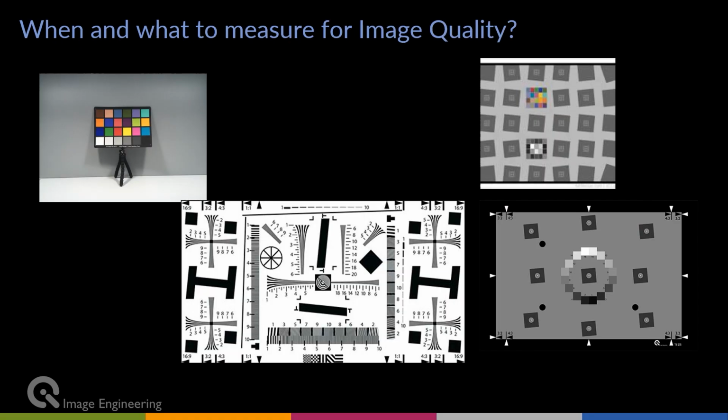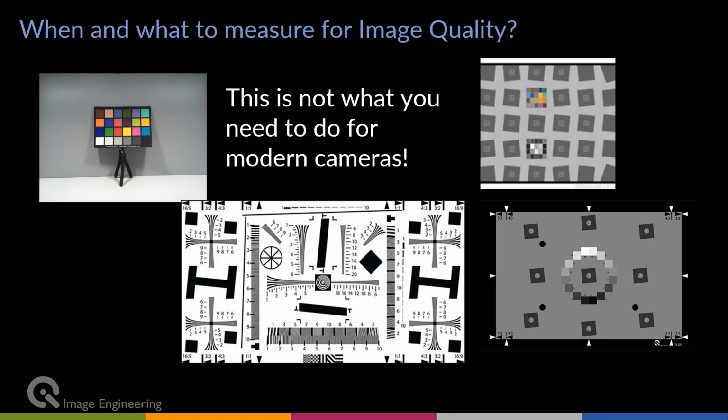So what do I mean by testing? This, what you see here, is what many people see as testing. They take an image with a color checker or a very simple resolution chart, just some edges, and then they say, okay, that's testing. No, this is not what you need for modern cameras. Modern cameras in automotive are very complex. They have huge dynamic range. They merge multiple images, either from multi-exposures or from split pixel designs.